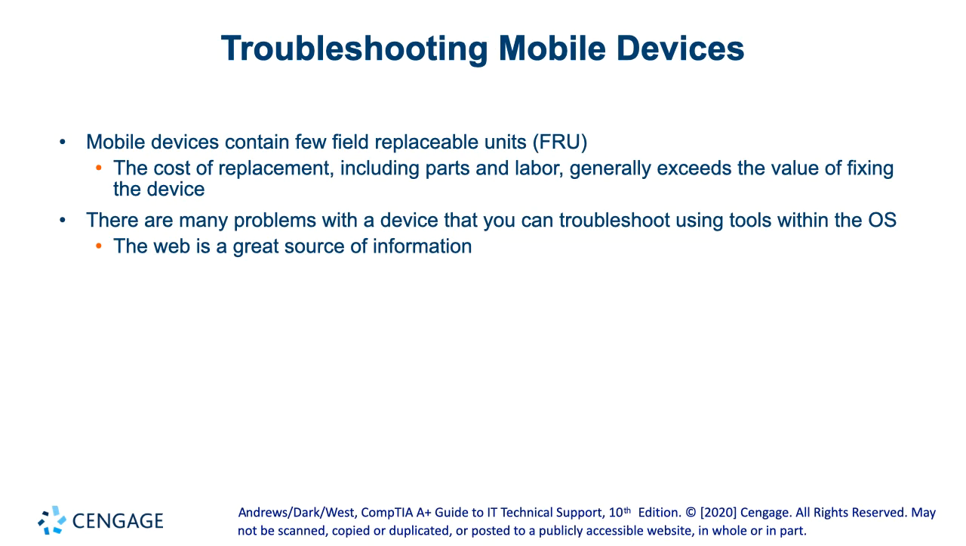Mobile devices contain few field replaceable units, which means they're disposable. You can't repair them usually. You can't buy parts, because the cost of replacement, including parts and labor, will generally exceed the value of a new device. But many of the problems with a device you can troubleshoot using tools within the OS, and you have a lot of information out on the web for fixing most common issues.